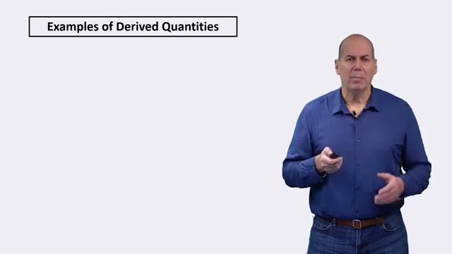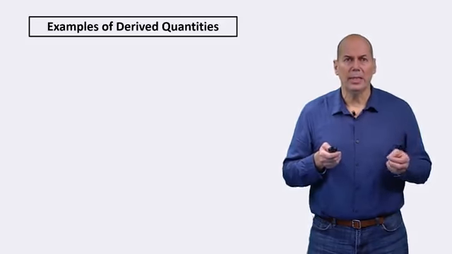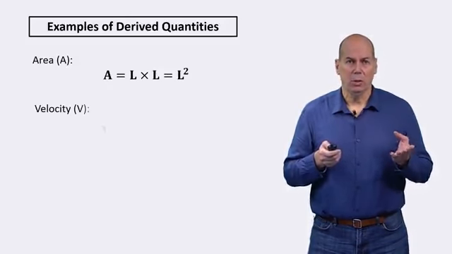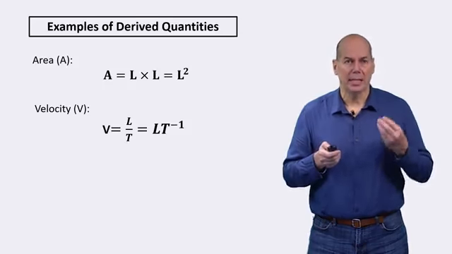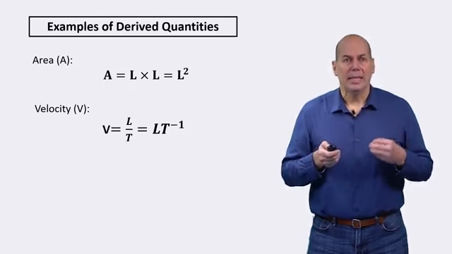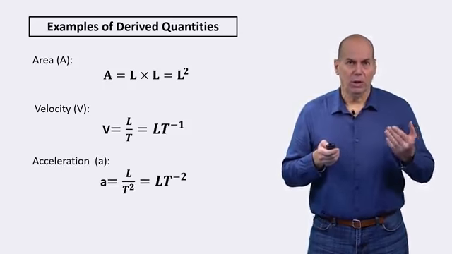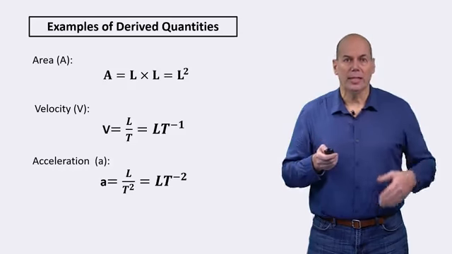Let us look at some derived physical quantities. Area is length square. Velocity, which is distance over time, is length over time. Acceleration, which is the rate of change of velocity, is velocity over time. That means length over time square.